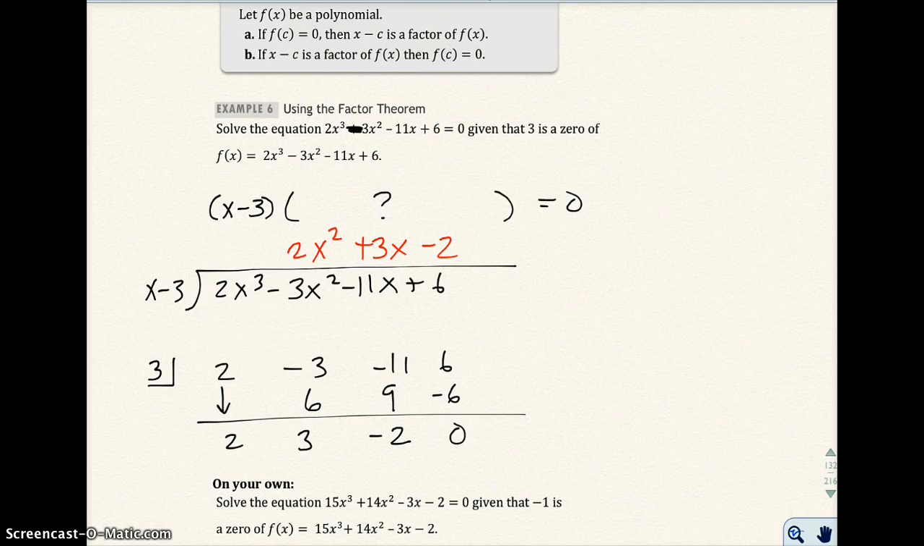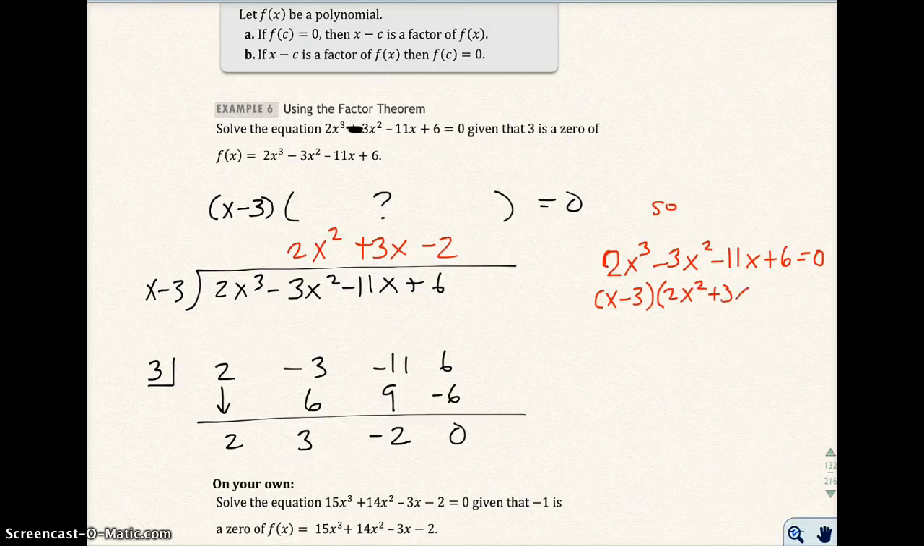What that really means is, if I go to my original problem here, 2x cubed minus 3x squared minus 11x plus 6 equals 0, we're trying to solve that equation, and we know one of the factors is x minus 3. The other factor is 2x squared plus 3x minus 2. We're trying to solve this equation. We know one of the zeros is 3, but I've got to factor this more to find the other zeros.